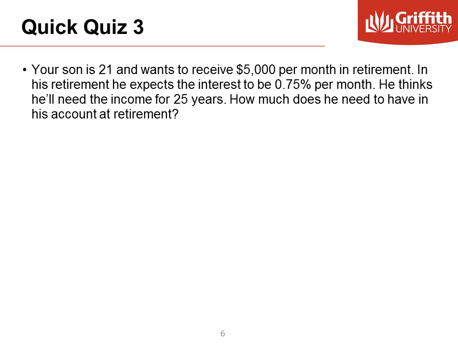Please do the calculation and see if you can get this answer. The present value should be $595,808. So, in other words, this is how much super your son needs to accumulate by the time he retires so he can have a pension of $5,000 per month for the next 25 years.